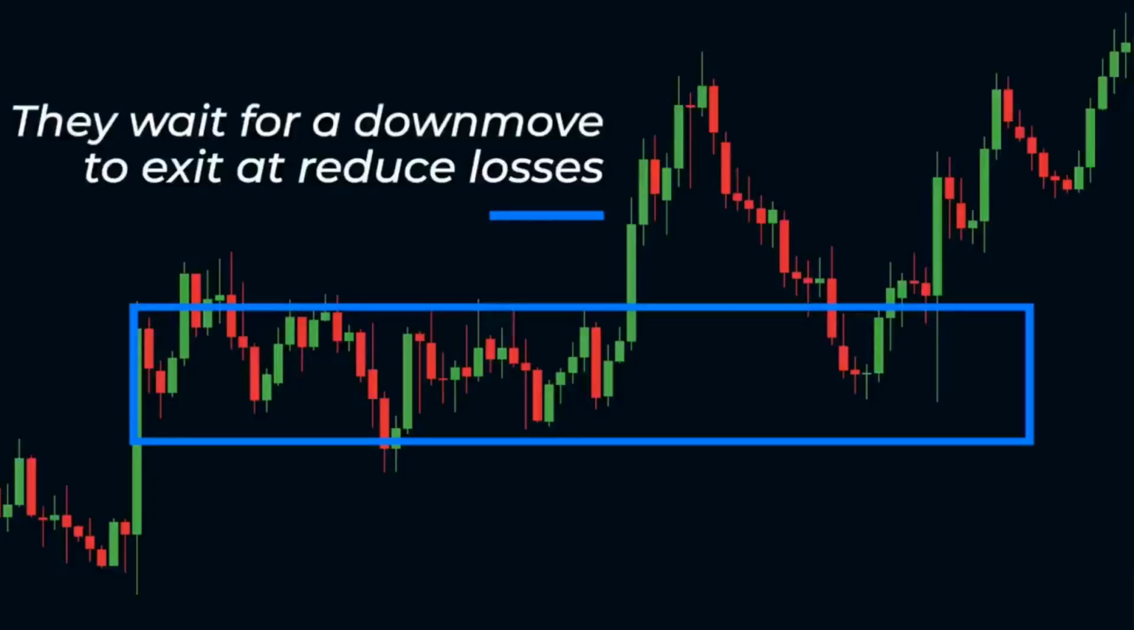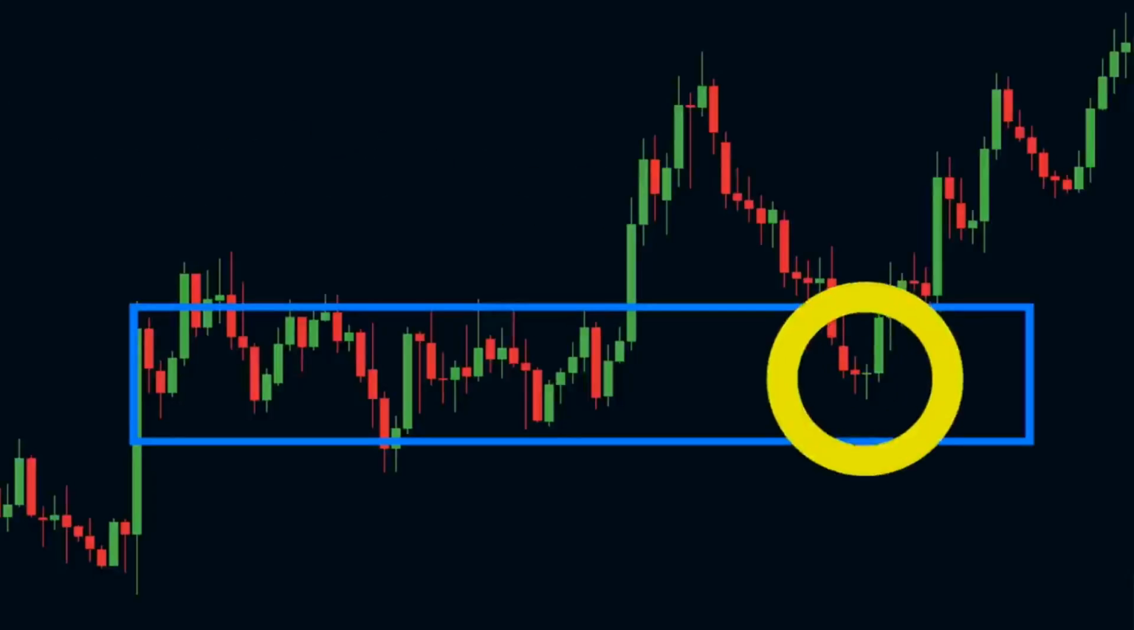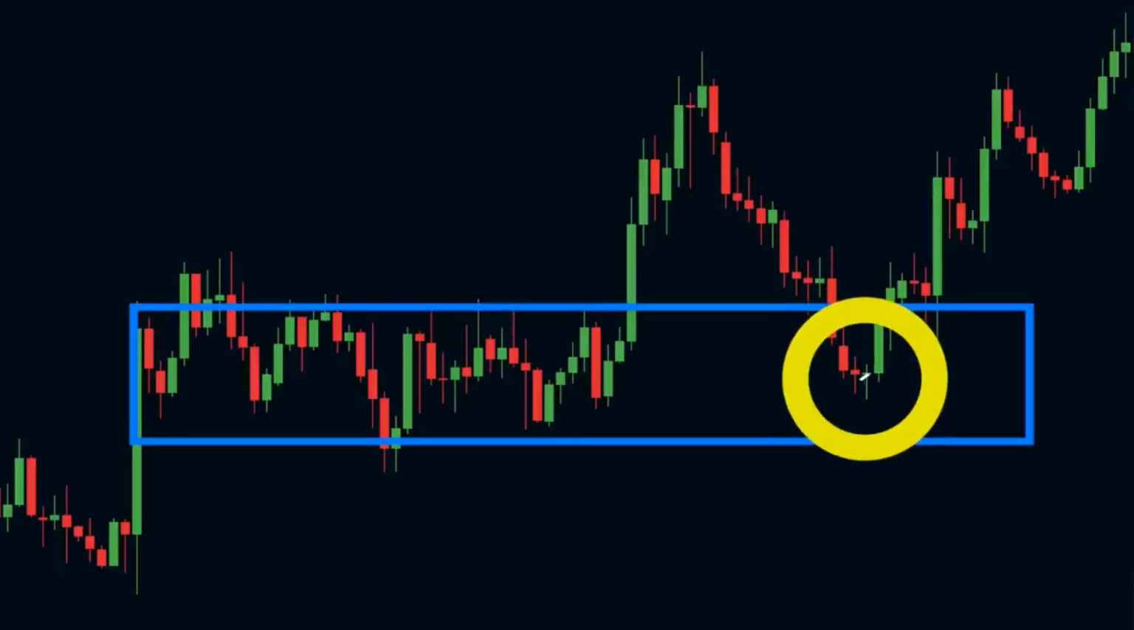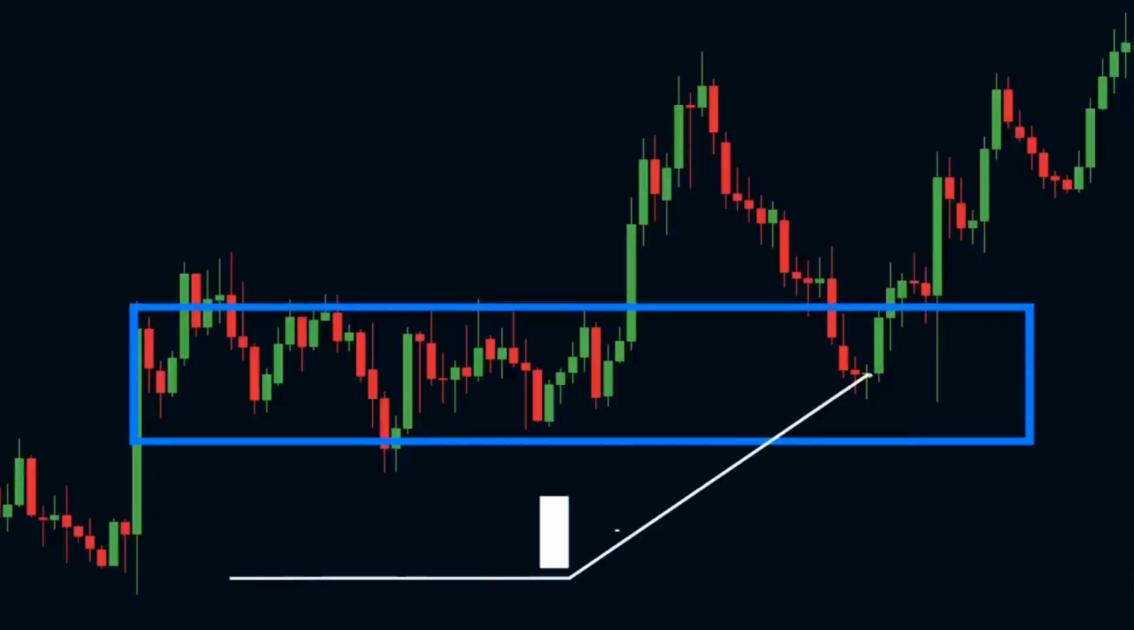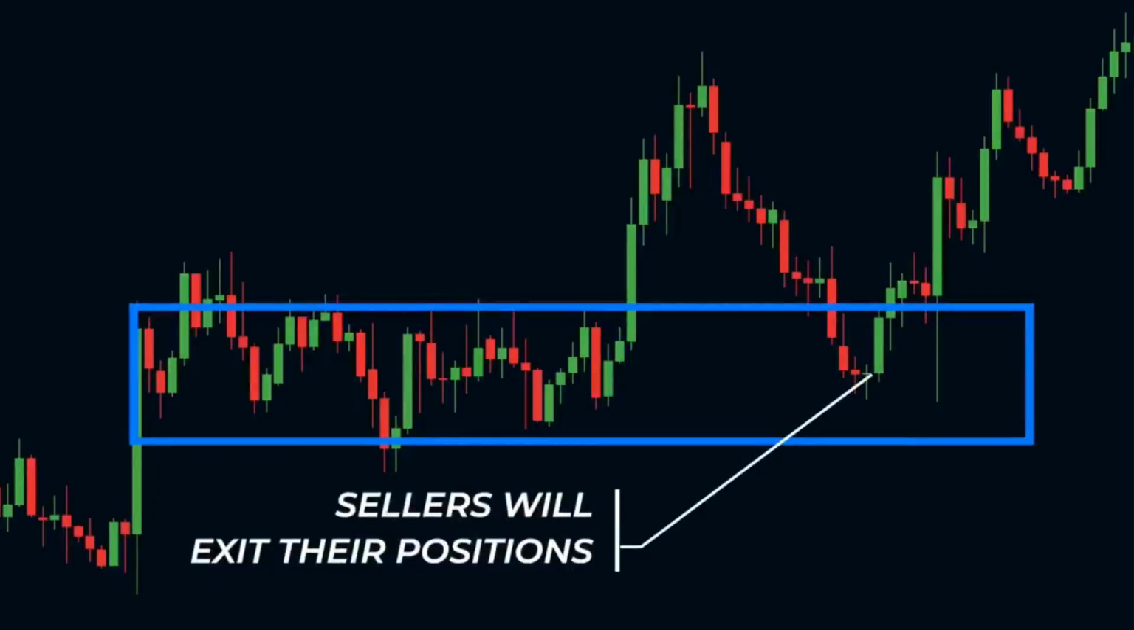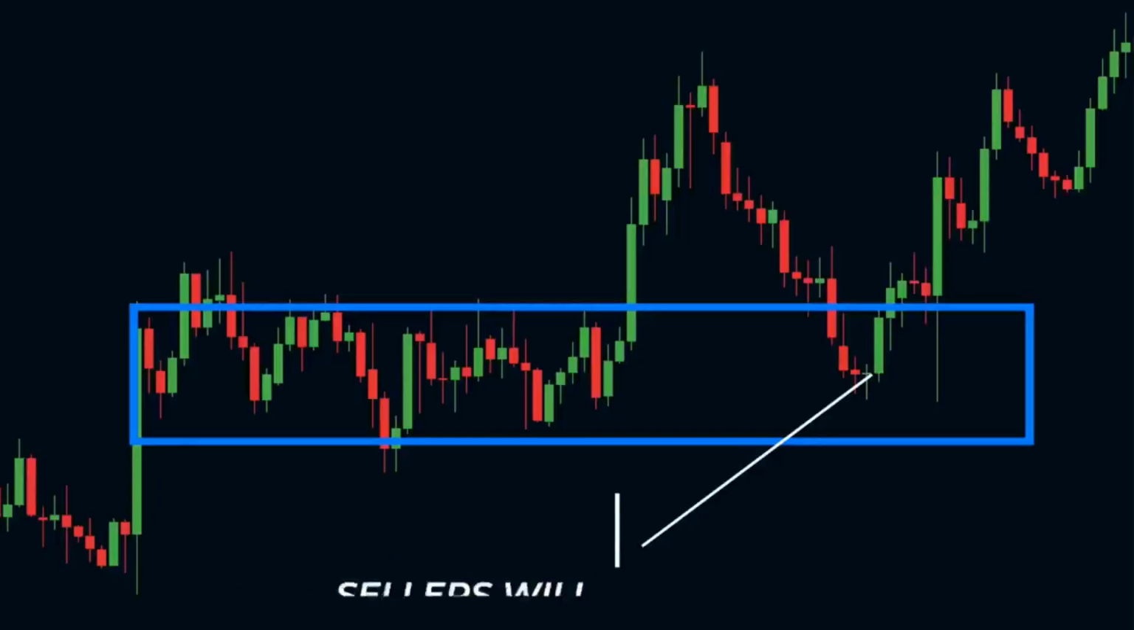When the price finally comes back near the value zone, the losses of the sellers reduce, and at this point the sellers are at break even. They thank their gods for providing them with an opportunity to cut their losses and they start to exit their positions. To exit their positions, they have to buy back the shares that they sold before.